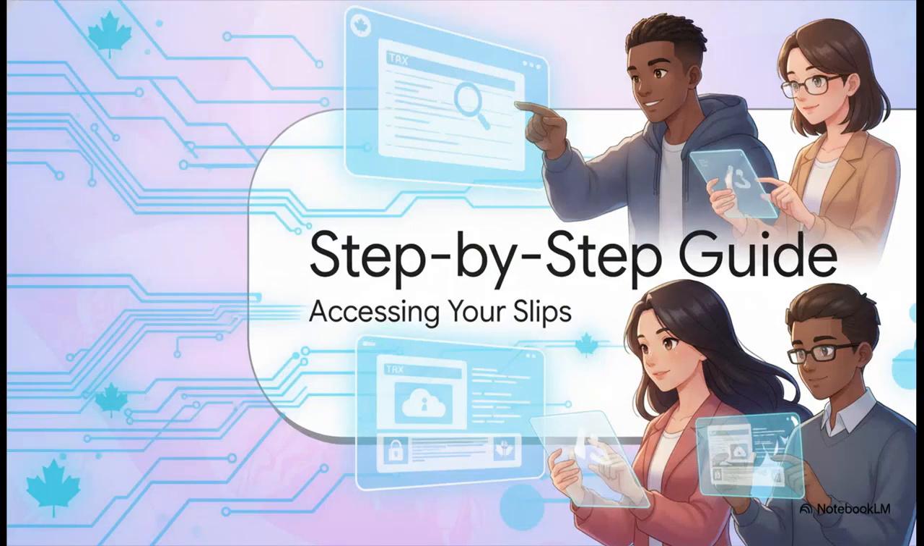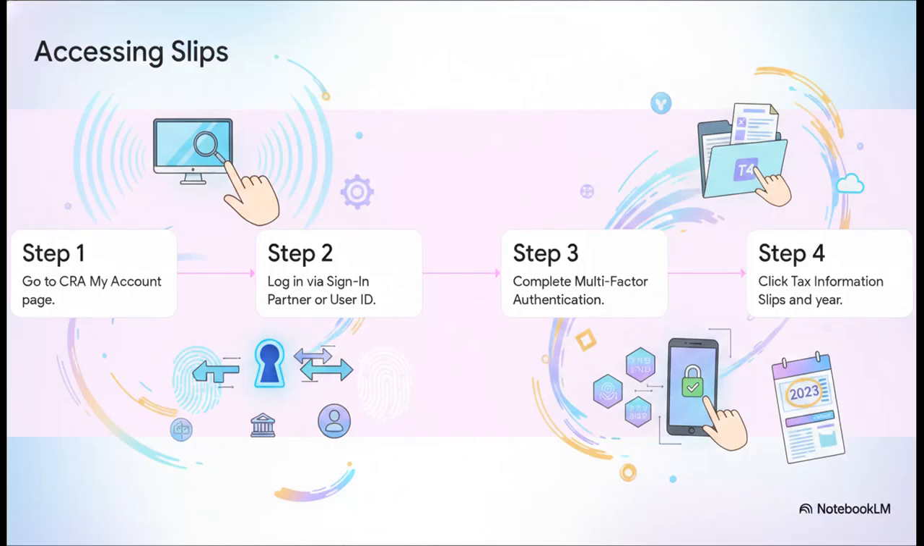Okay, Section 3, step-by-step online guide, accessing your slips. Let's get into the practical execution and see how this builds into a simple, repeatable process you can use every single tax season. The main thing is securely logging in and knowing exactly where to look. Step 1. Head over to the CRA My Account page. Step 2. Log in, usually just seamlessly using that existing online banking credential we just talked about.